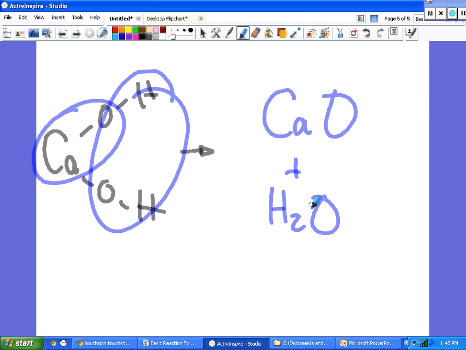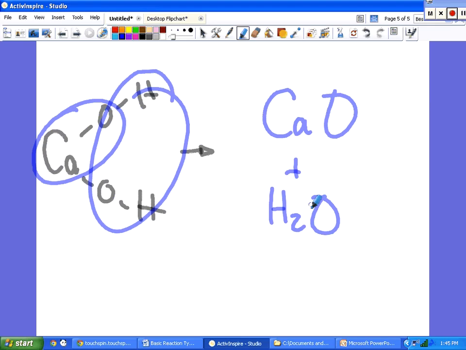Yes, sir. Could H2O come first? Sure. It does not matter what order you write them in, as long as you have the compounds labeled correctly, it does not matter what order you put them in, as long as they're on the right side. These are products. You can't put them over here. Okay? All right, let's look at the next one.